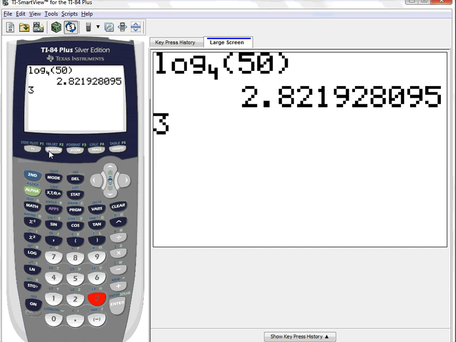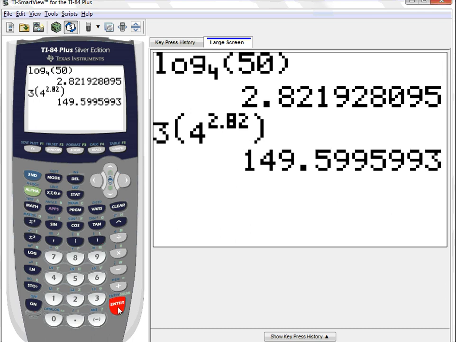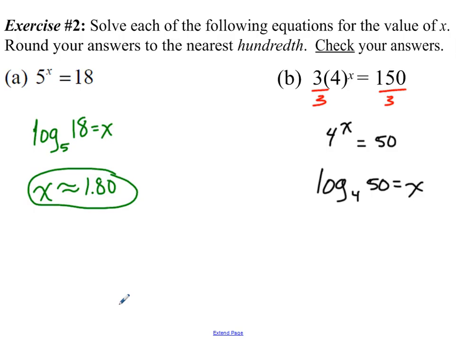Or that's the number that I could substitute into my original equation. 3 times 4 to the 2.82 power. And I should get something that is pretty close to 150. Yeah, that's pretty close. You'd round it off. So I'll say the answer is 2.82. All these can be checked, and that should give you the confidence that you got them right. X is approximately equal to 2.82.